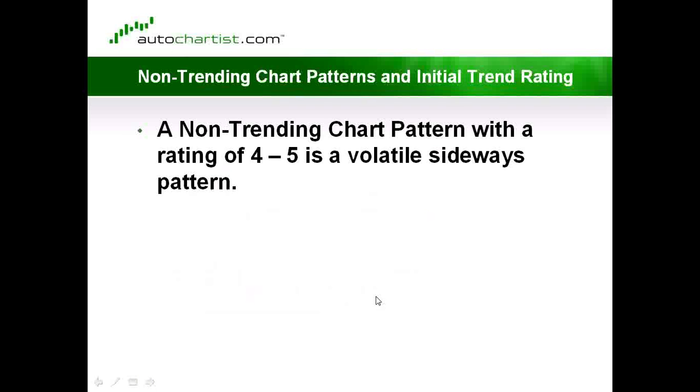A non-trending chart pattern with a rating of 4 to 5 is considered a volatile sideways pattern. So again, by definition, you have a non-trending pattern. Now you're looking at volatility that's creating this non-trending nature of this pattern, and so you're expecting to see more whipsaw action or more violent swings. So you have a pattern that isn't quite as flat as a 1 to 3 bar, but isn't as robust as a 10 bar. So you're right in between.